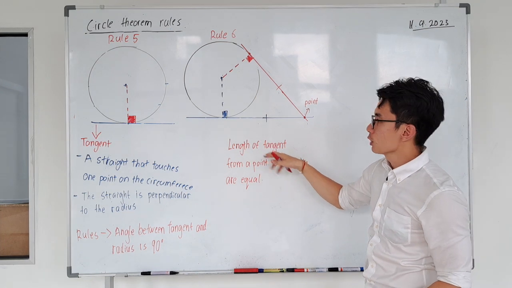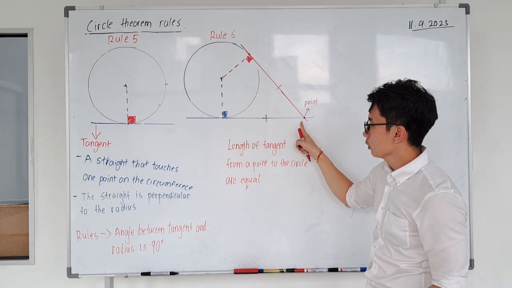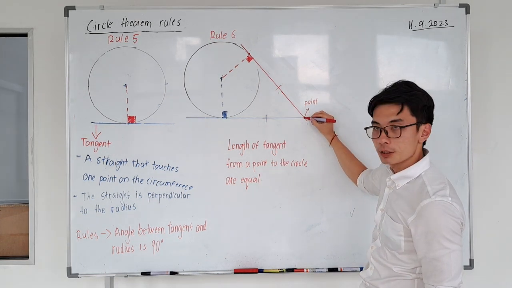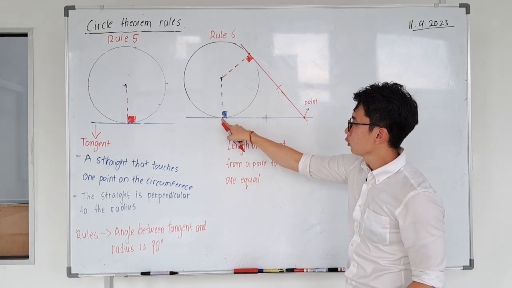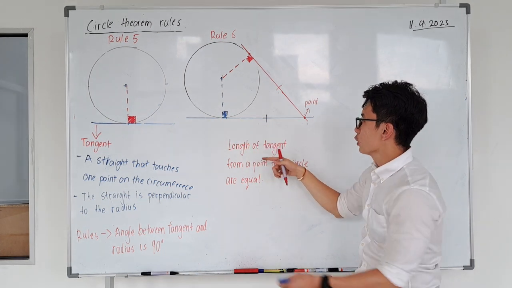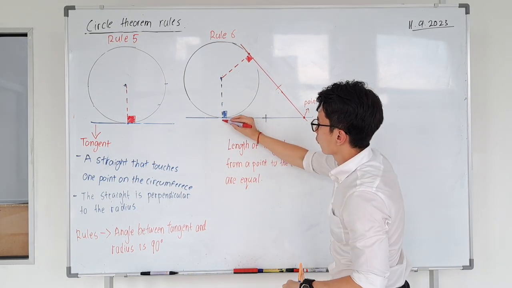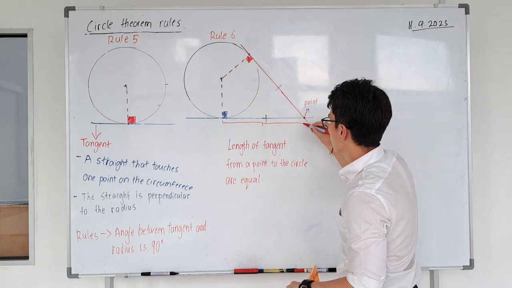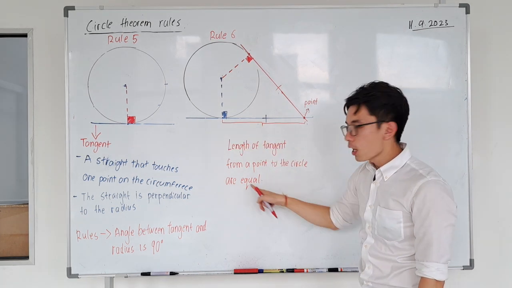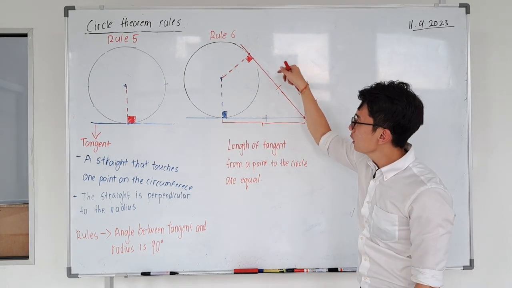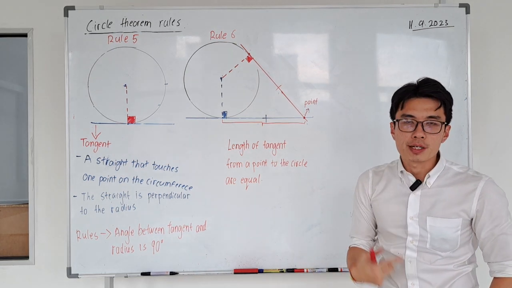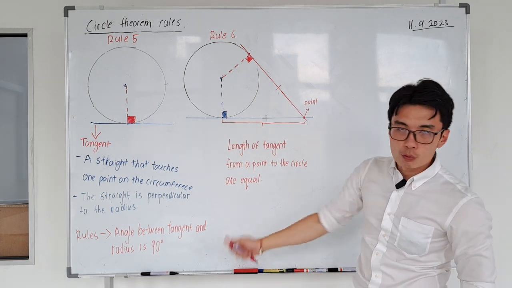The length of a tangent is referring to this, from a point to the circle. From a point means the intersection here, to the circle means to here. The length of tangent, which is referring to this, from this point to the circle, to this point, are equal. So use this information to your advantage when you are trying to solve circle theorem questions regarding tangents. So that's for rule number 6.